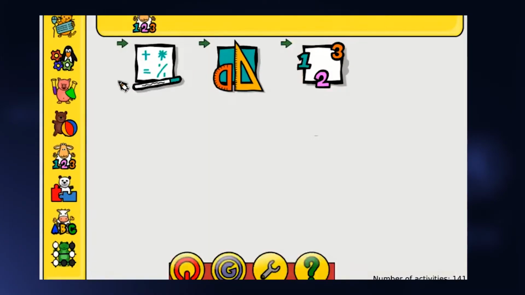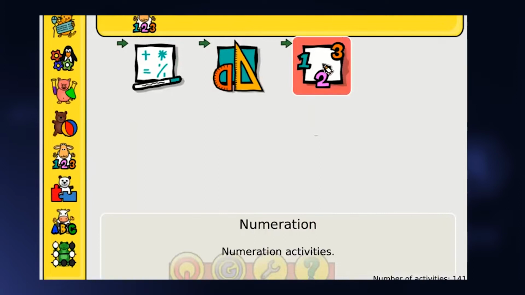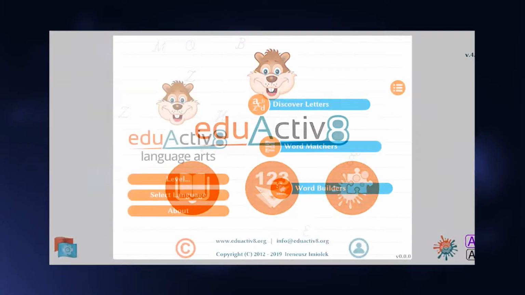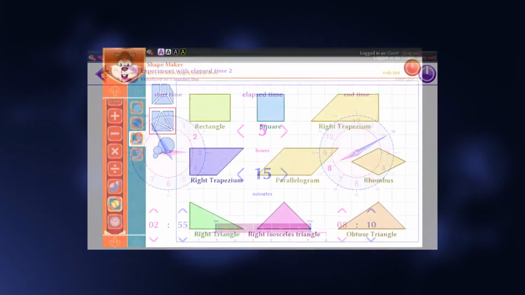When I click on this, you can see that there are games related to calculation, geometry and numeration, which are the basic themes in mathematics till primary level. You can also see there are several language games in this. These are all free and open source games which can be translated, and also the interface can be made in your own language. EduActive 8 is also one such open source tool that has games for primary level.